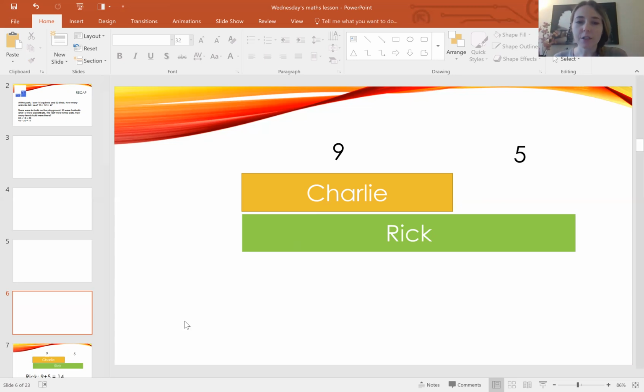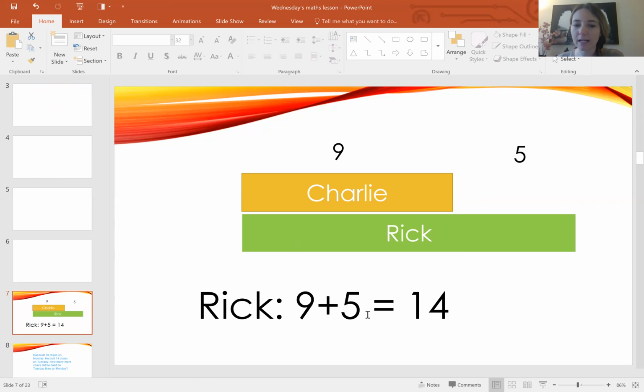So the next thing I need to do is work out how to find out how many books Rick has read. I know from my bar model that Charlie's read 9 and Rick has read 9 and 5. So I now know that I need to add 9 add 5 equals 14. So I've been able to solve the problem by representing it through the bar model to help me find out what I've got to do. Let's have a look at another one.